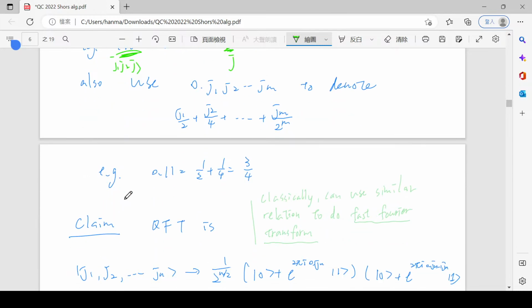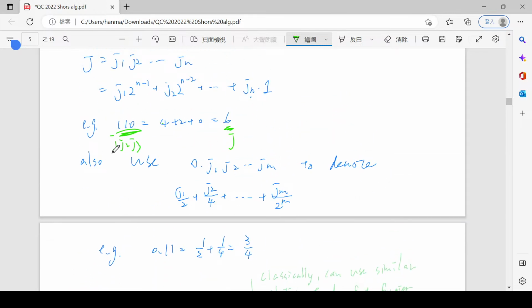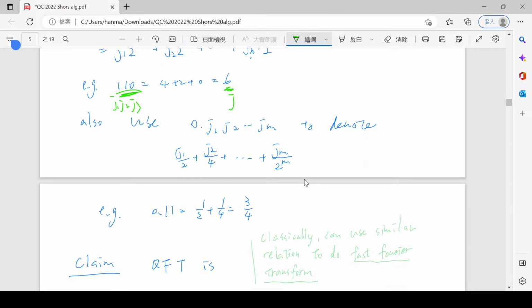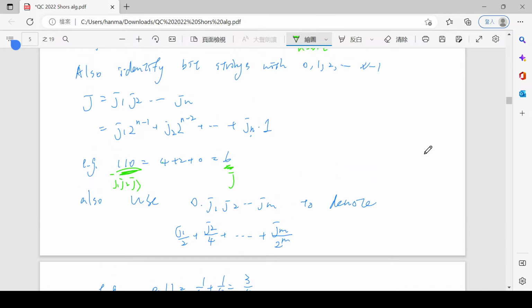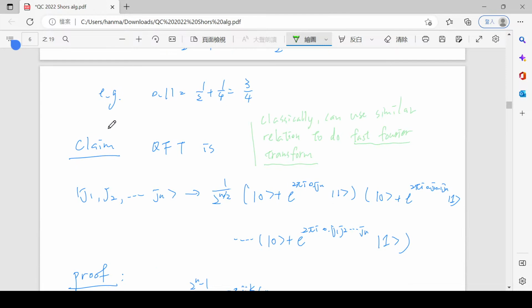And then we set up a less conventional notation: binary fractions. We have 0.j1 j2 to jn, and anything after the 0 point means 1 over 2 to some power. So it's j1 divided by 2 plus j2 divided by 4, all the way to jn divided by 2 to the n. For example, 0.11 equals 1 over 2 plus 1 over 4, which is 3 over 4.